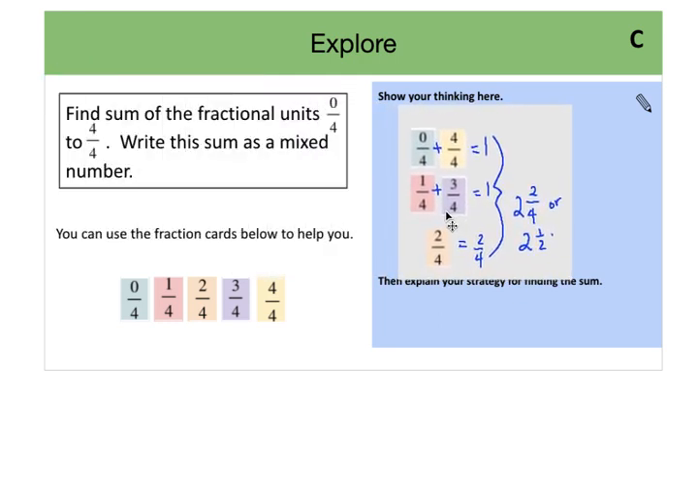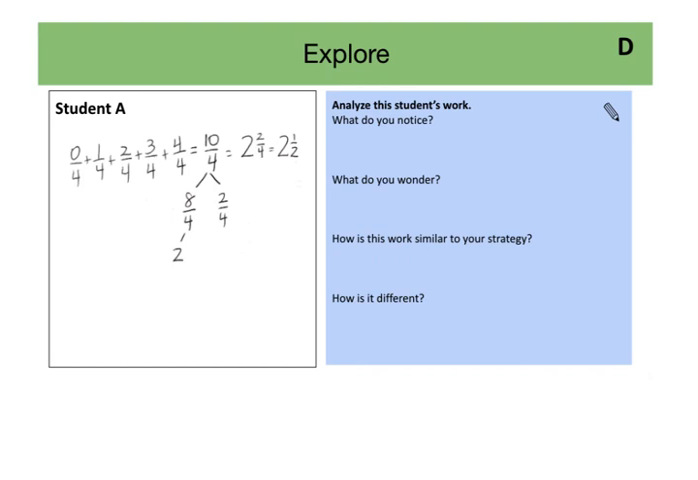So one of the ways you could have solved it was to add the fractions that you know will give you a whole. So if we added 0 fourths and 4 fourths, that would give us a whole. And if we added 1 fourth plus 3 fourths, that would give us a whole. And then that would leave us with those 2 fourths, right? So it helped us get that answer pretty quickly. Another way you could have solved it is on slide D.